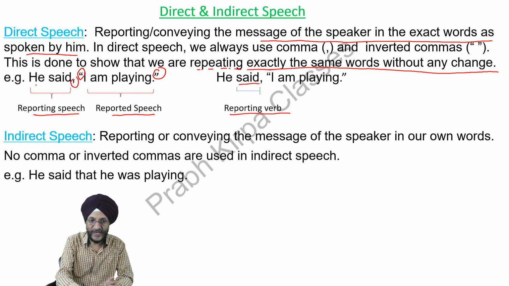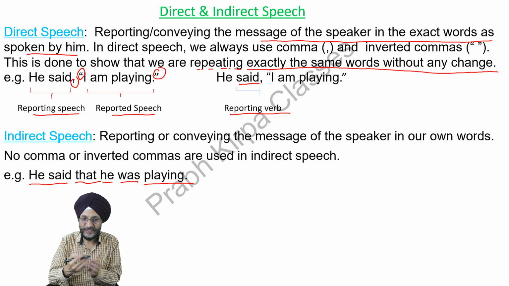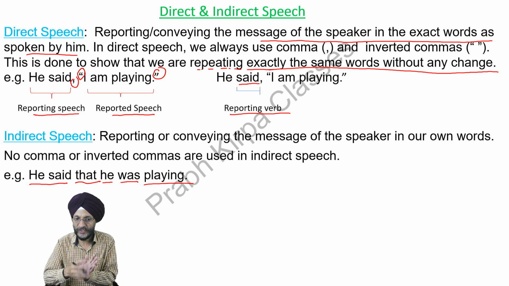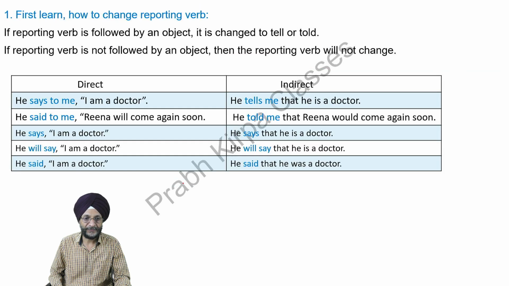You can see that this was direct speech. He said, "I am playing." We have converted it into indirect speech. He said that, in place of commas, we have used that. I has been changed to he, and am has been changed to was. Playing remains the same. We will learn each and every aspect, how the subject is changing or tense changes, how the time, place, and other changes are made in indirect speech. We will see it as the course proceeds.